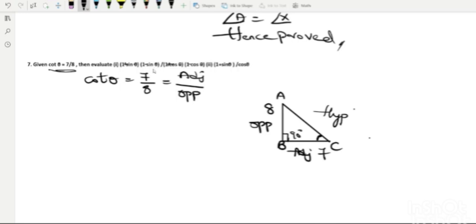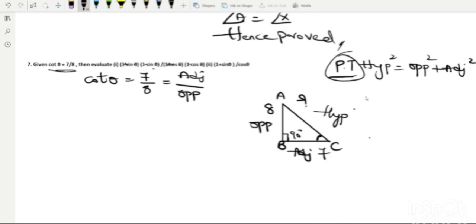So in the question you can see that it is asking to find the sine theta and the cos theta. In order to find sine theta and cos theta, you need to have the value of the hypotenuse. So in order to find the missing value in a given right angle triangle, we use the Pythagoras theorem, which is hypotenuse square equals opposite square plus adjacent square. The hypotenuse side is AC square, opposite is AB square plus adjacent is BC square.